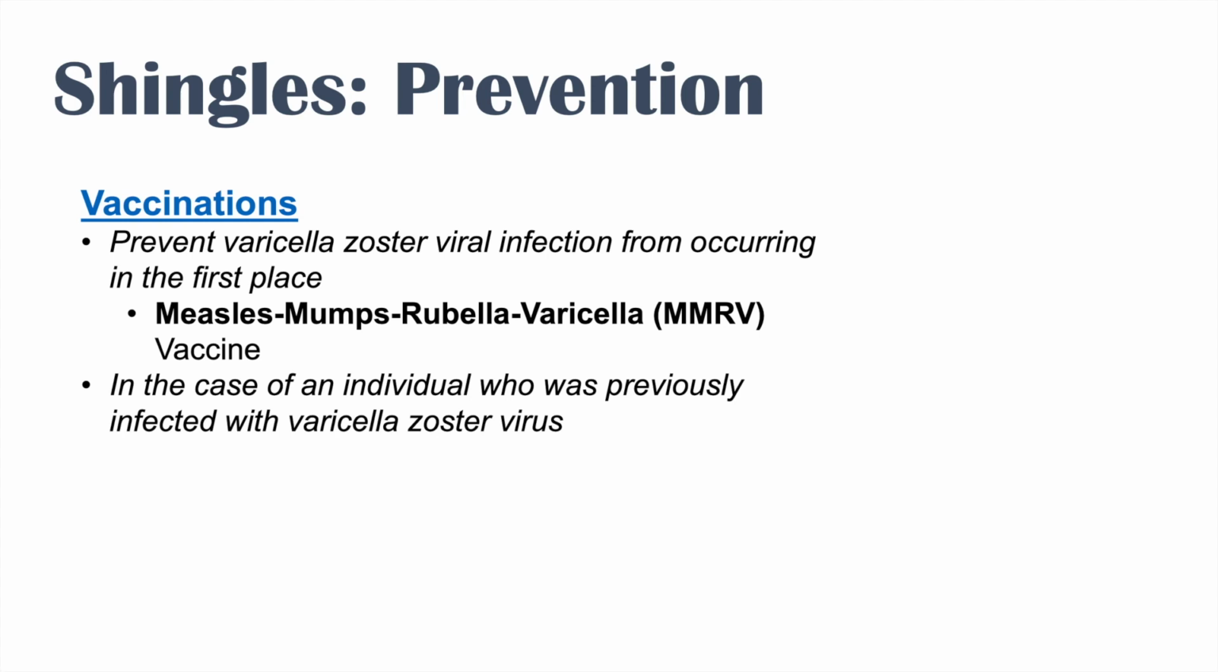So the vaccine, measles, mumps, rubella, varicella, or MMRV vaccine, can help reduce the likelihood of getting a chickenpox infection early in life. So MMRV vaccinations have reduced the chances of getting chickenpox infections. And if an individual was previously infected with varicella zoster virus, they had chickenpox when they were younger, we can use a zoster vaccine. So a vaccine specifically to prevent herpes zoster or shingles. This is known as Shingrix. So Shingrix has been shown to reduce the likelihood of developing shingles. So again, we can try to prevent the varicella zoster viral infection from occurring in the first place by using the MMRV vaccine early in childhood. Or if an individual has already been infected with chickenpox, we can use the zoster vaccine, Shingrix. So those are the two options we have for preventing shingles.